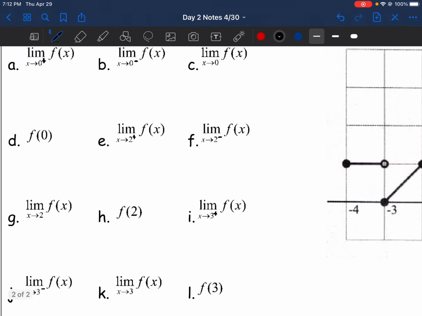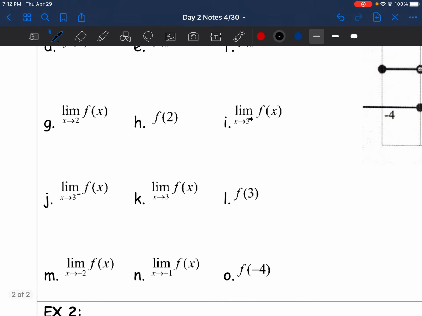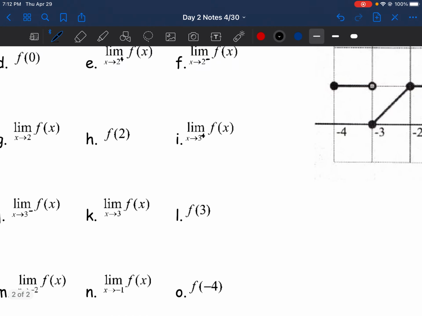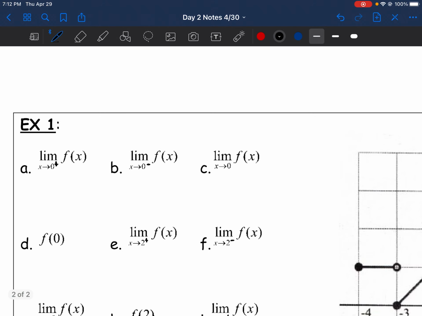Okay? So what I'm going to do is go over these problems from example 1, and then example 2. I'm going to show a screenshot of it at the end of the video here, and you can try those on your own and then just make sure that your answers match mine. Okay? So let's start with A here.